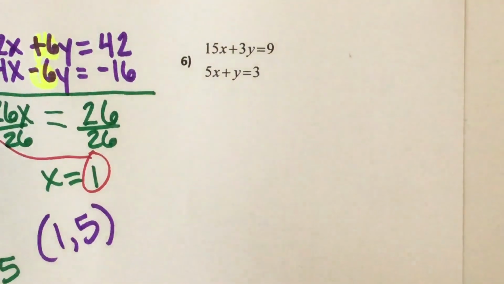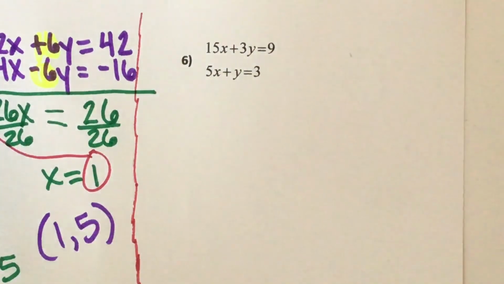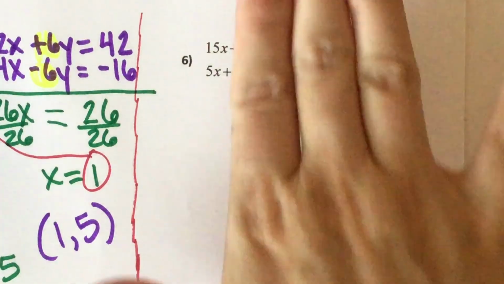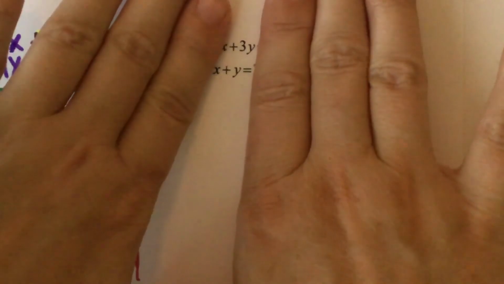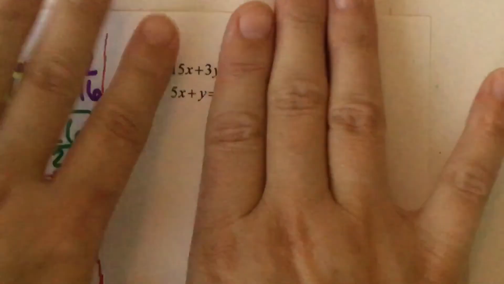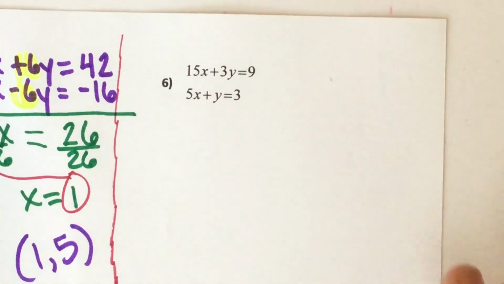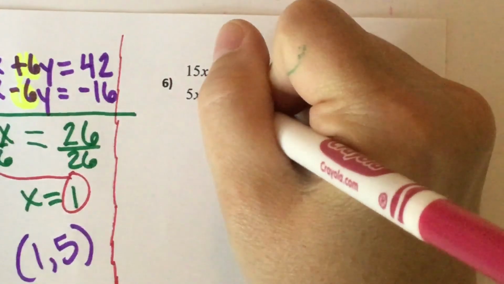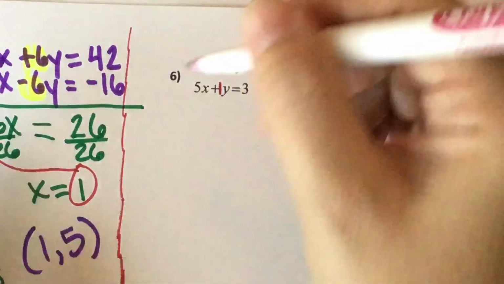Let's look at number 6. Is it elimination ready? No. Those are not the same numbers, opposite signs. Do we want to make the x's the same, or do we want to make the y's the same? It's up to you, quite honestly. So right now, there's a 1 right here. Let's just do the y's. So we're looking at a 3 and a 1.